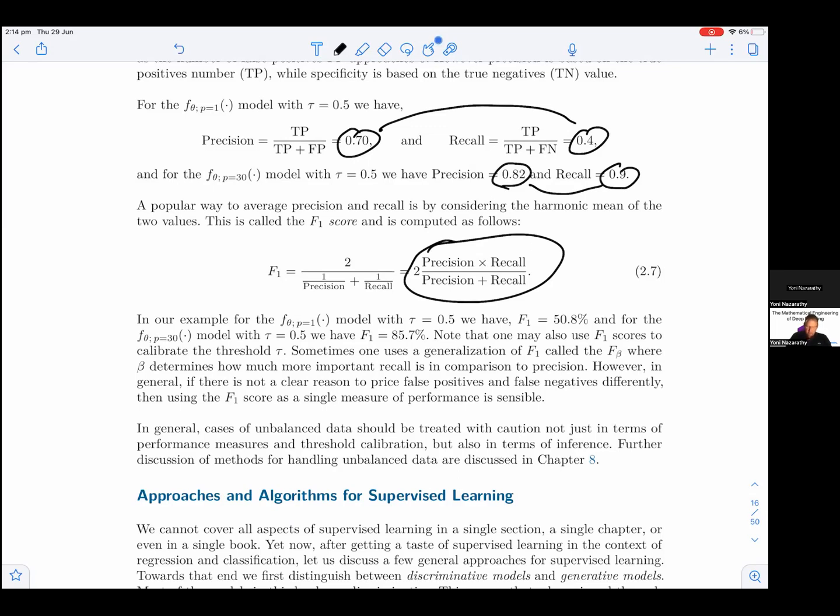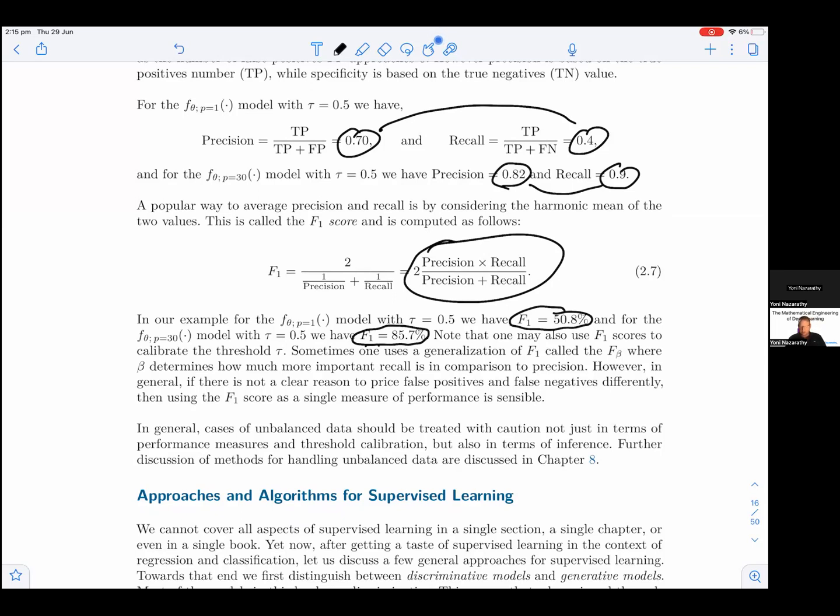In our example, for the p equals 1 model with tau equals 0.5, we have F1 equals 50.8%, and for the p equals 30 model with tau equals 0.5, we have F1 is 85.7%. Note that one may also use F1 scores to calibrate the threshold tau.